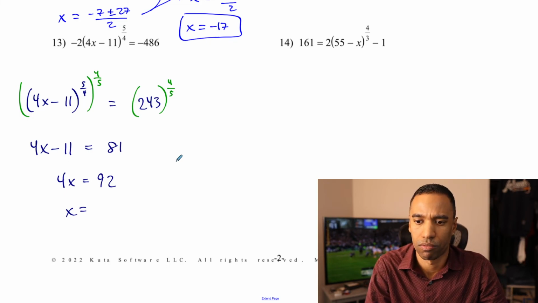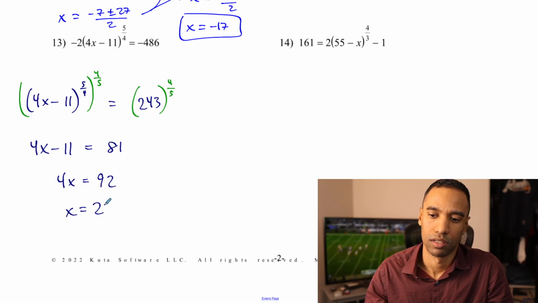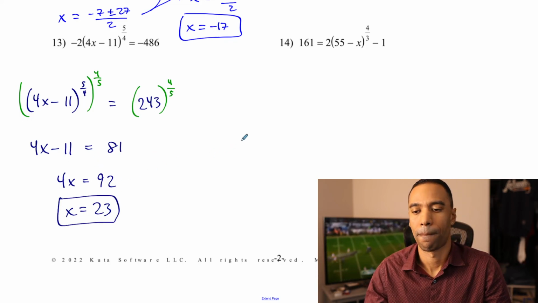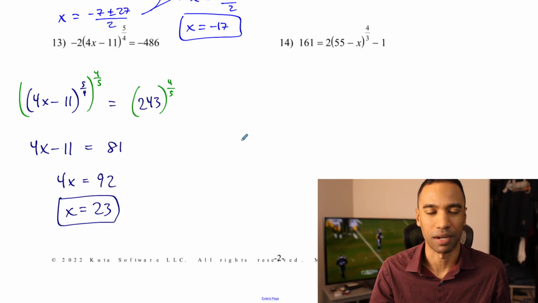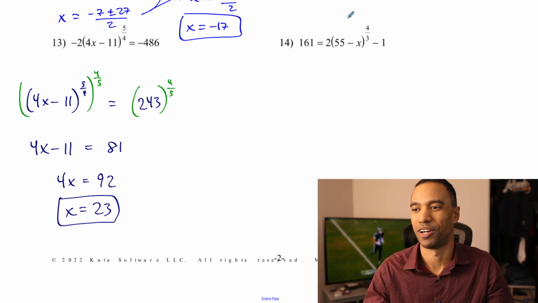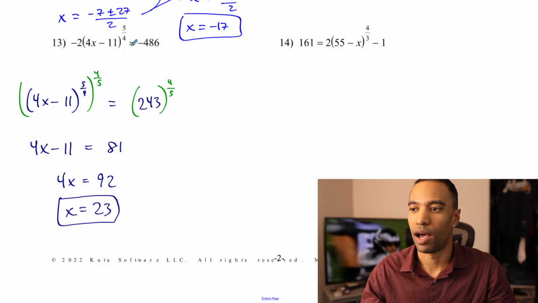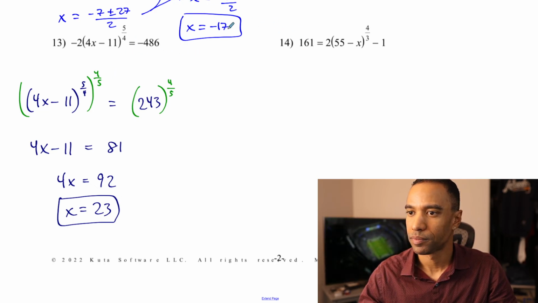23? 23, I think. 23, yeah. Add 11, divide by 4. Okay. Again, I'm a little less confident on this. Okay, last problem right here. We are going to add 1.